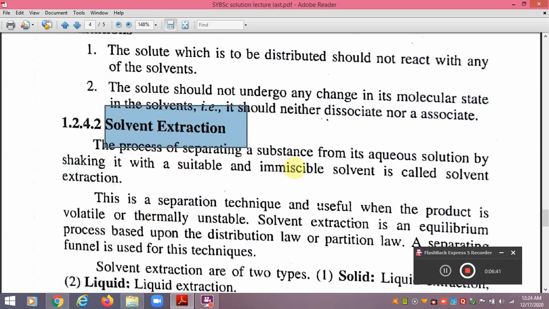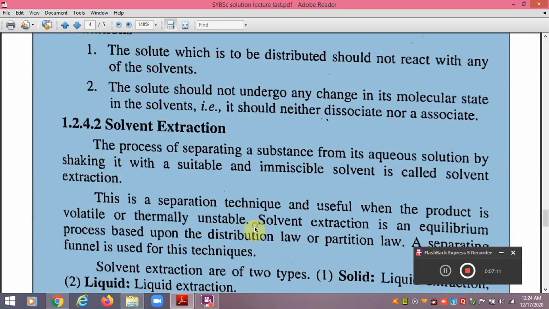Definitely, the solvent extraction method can also be used for this. The process of separating a substance from its aqueous solution by shaking it with a suitable immiscible solvent is called solvent extraction. So whenever you want to separate a component from an aqueous solution with the help of an organic or another immiscible solvent, it is called solvent extraction. This is a separation technique and is useful when the product is volatile or thermally unstable.